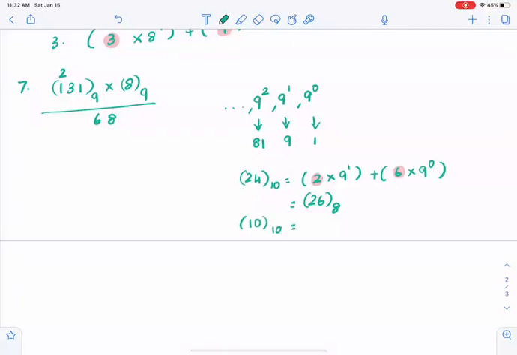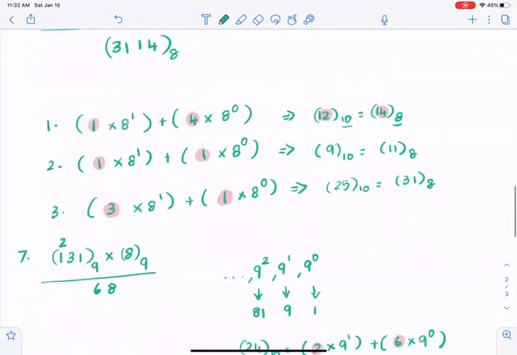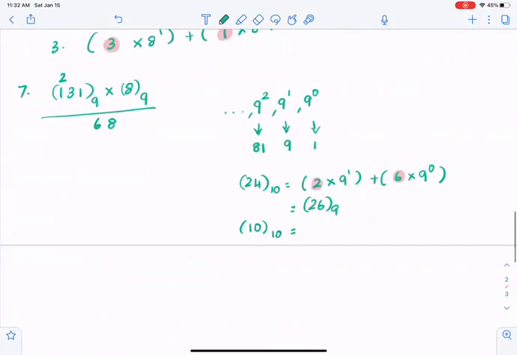10 in base 10 would be equal to... for some reason, my mind got stuck on base 8. Did we do a base 8 problem? That's why. So we're doing base 9. So 10 in base 9 is 9 raised 1 plus 9 raised 0, 1 and 1, which gives me 10, adding 1. So we will end up getting 1 and 1 in base 9.